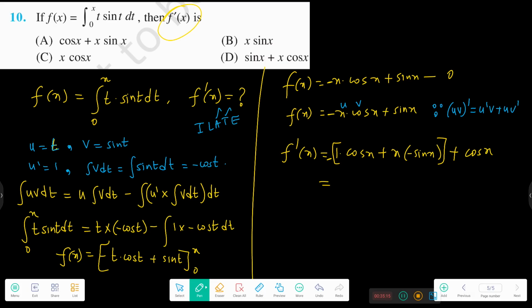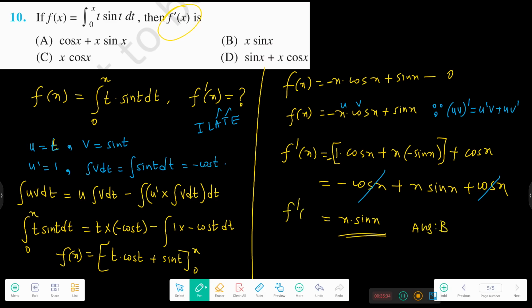Now apply the minus first. So minus cos x, minus into minus plus x sin x, plus cos x. Oh, it's cancelled then. What is the option then? x into sin x. What is the option? Answer B. Okay, this is f dash of x. So be careful. I didn't notice this minus. When you give minus, that minus will be commonly standing for all the terms.